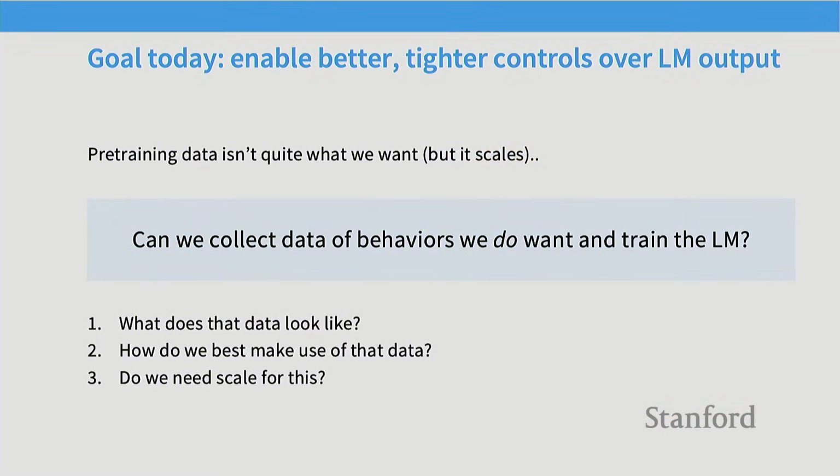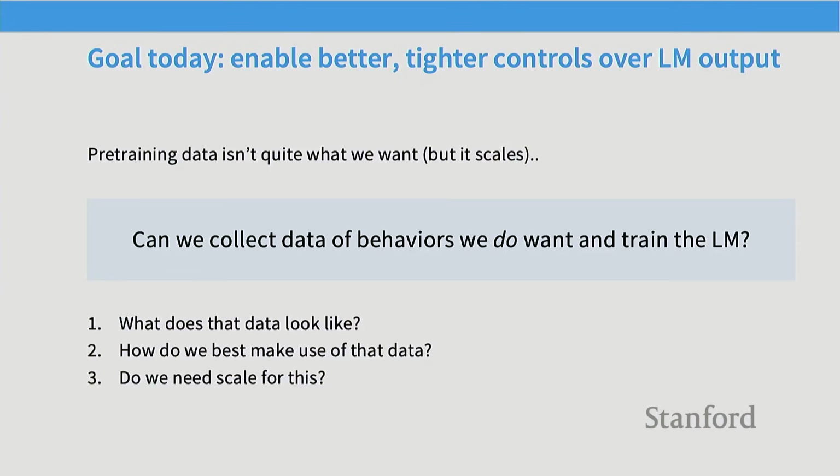So given that, the goal today is to try to enable much tighter, better controls on language models. For pre-training, the mental model can be that it packs the model with all sorts of capabilities. After pre-training, the model is able to, somewhere within the parameters, do lots of things like reason and answer questions, but it's not going to do them out of the box. And so today what we're going to try to do is get models to do that out of the box. We're going to collect data of various kinds of behaviors that we do want from the language model, and train it to do those things.